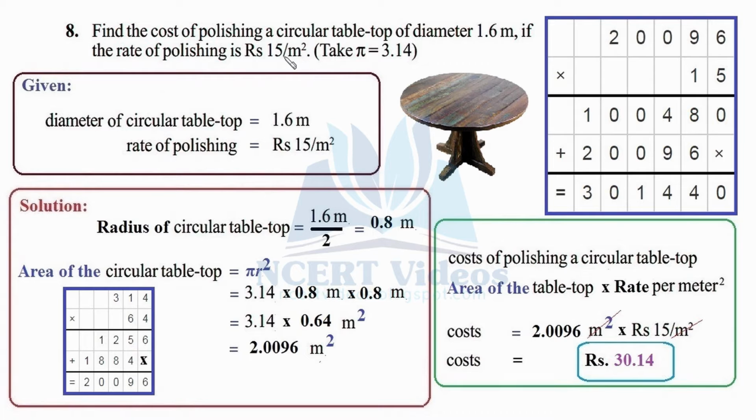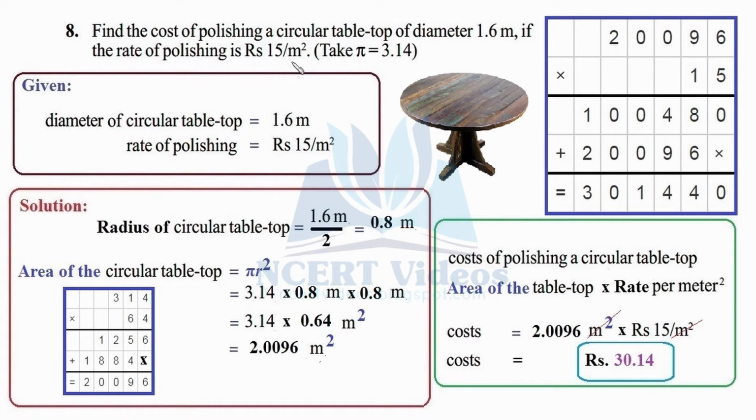Now why is it given as 15 per meter square? Why not 15 per meter? Because it is an area. What is area? That is the region bounded within a given figure. It is not asking for perimeter. Had it asked for perimeter, then this thing would be like rupees 15 per meter. But it is meter square, therefore it is asking for area.